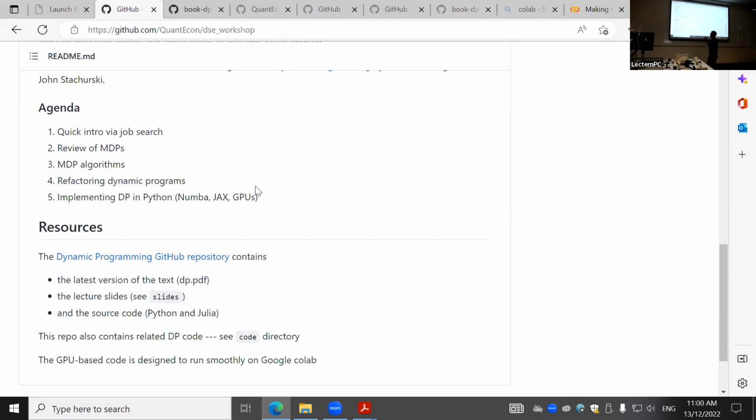And then once we've done that, we'll shift to a broader look at dynamic programming and the underlying theory. And then some of the algorithms we can bring to bear to solve dynamic programs. And then we'll connect these to the last couple of topics, refactoring and then implementing. So that's the rough plan.